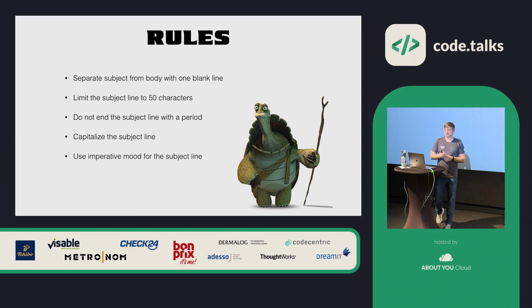Then some important stuff: use the imperative mood for the subject line. And imperative means you shouldn't use the past tense, like "updated" or "fixed". Is anybody writing commit messages in German? No. Oh, you do? Then this is kind of weird. But in English, it's much easier. But we will look at an example right away.